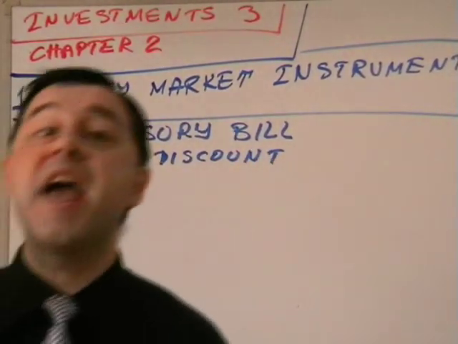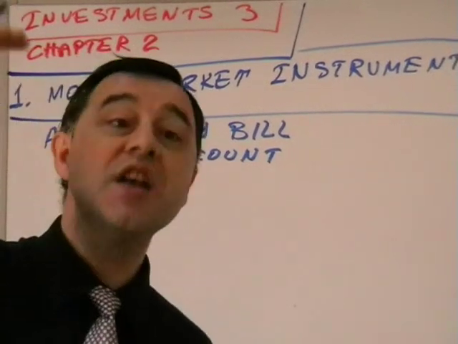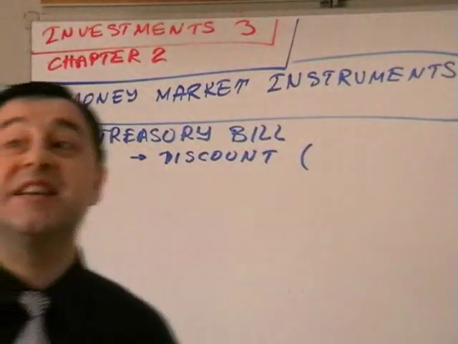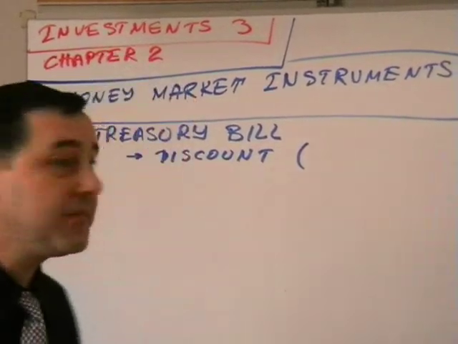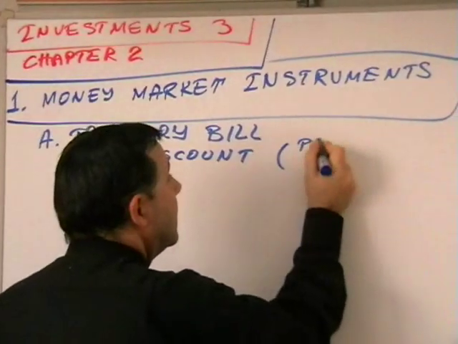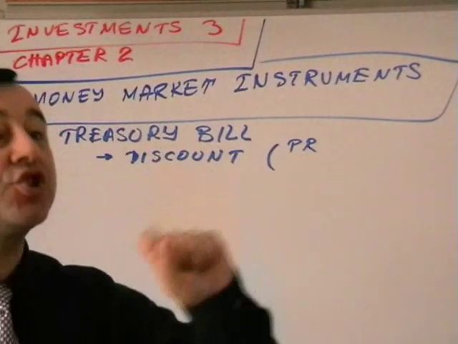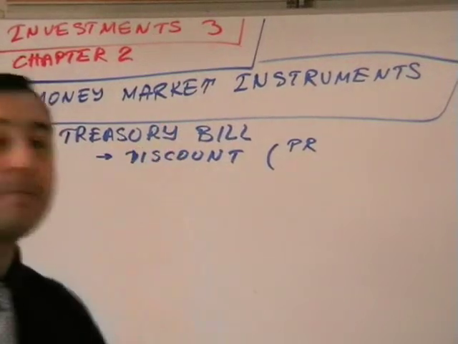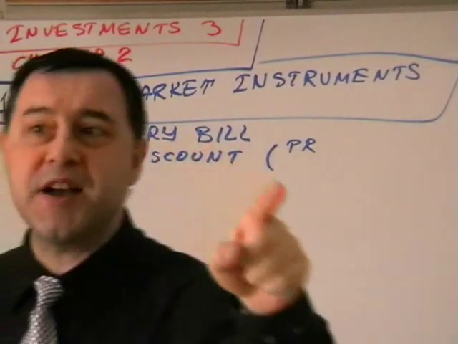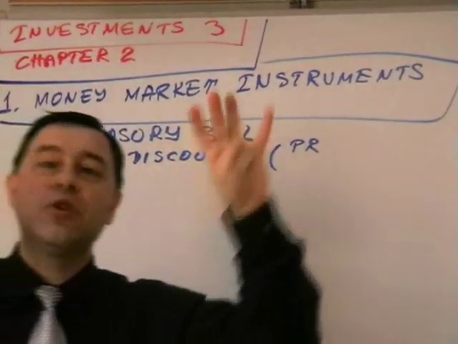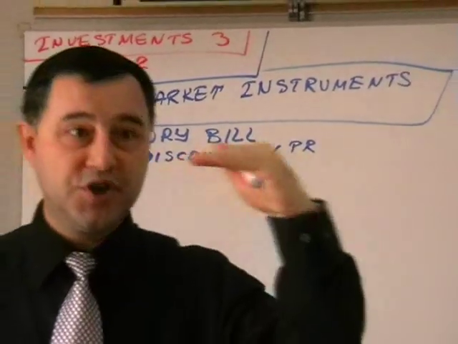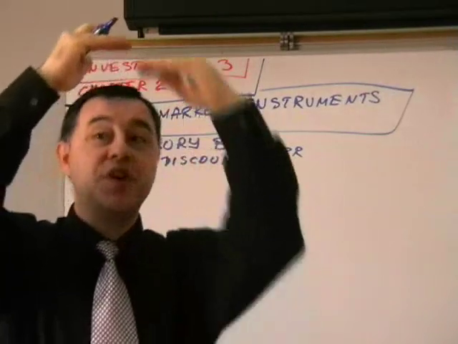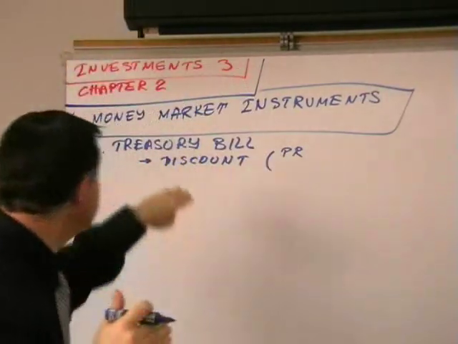Discount means a reduction of the stated price. How do we call this stated price? Face value. Discount is the reduction from that price. The purchase price is below that price. The difference between that price and the purchase price is called a discount.